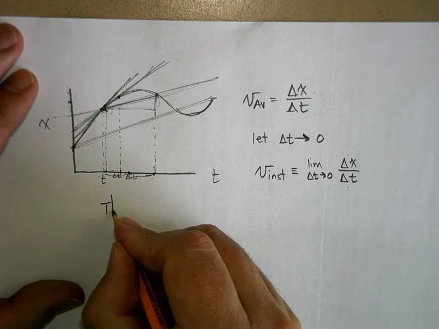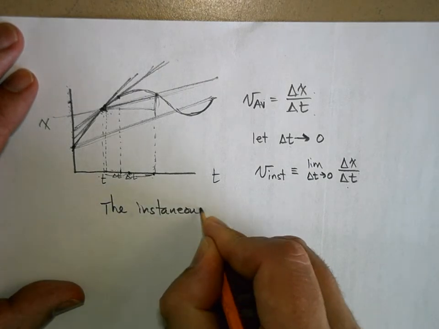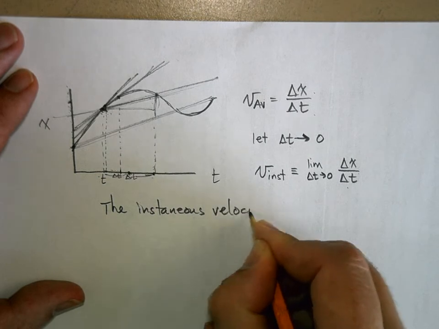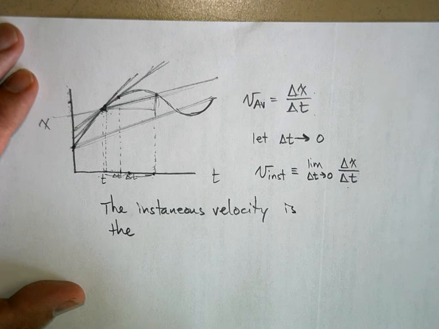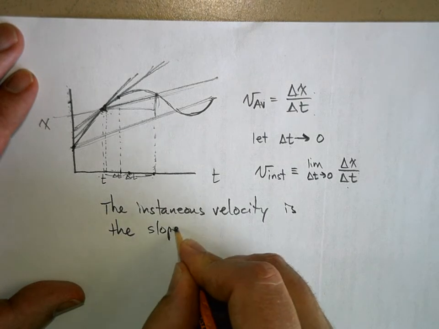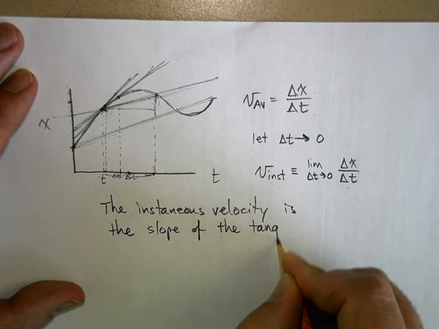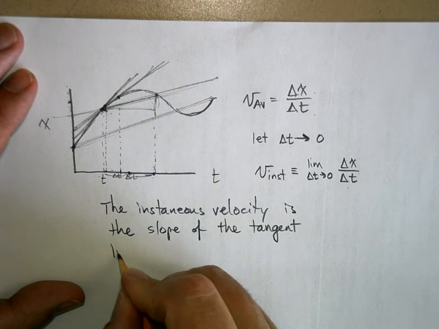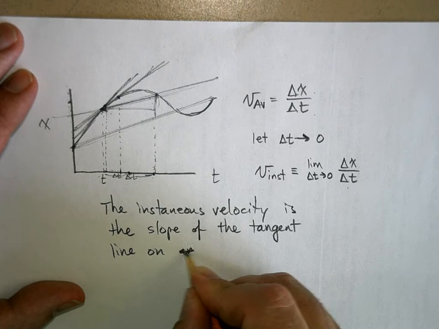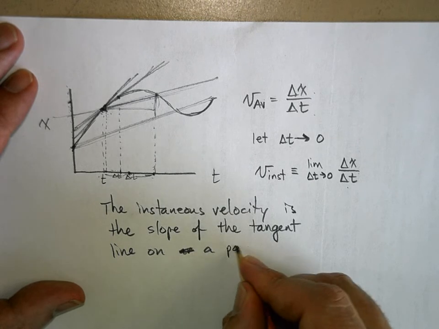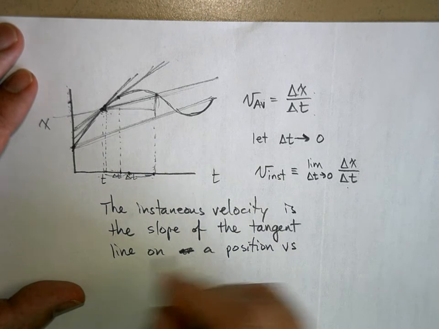The instantaneous velocity is the slope of the tangent line on a position versus time graph.